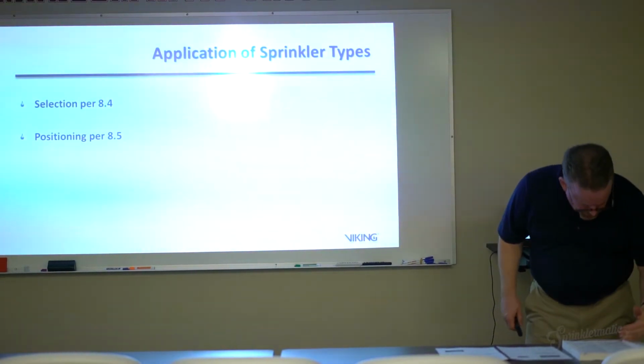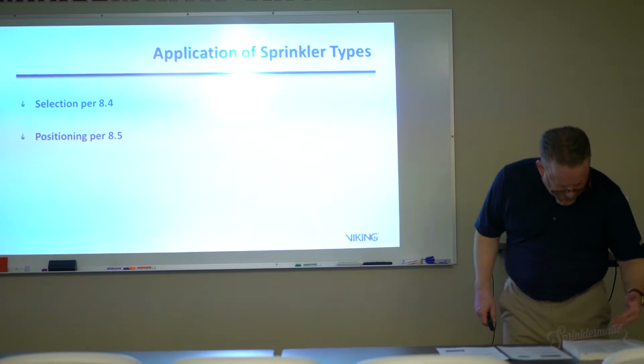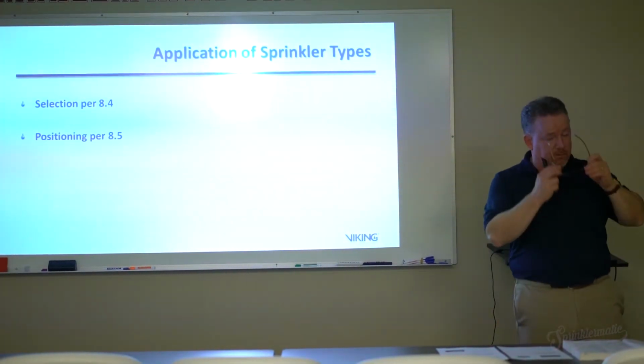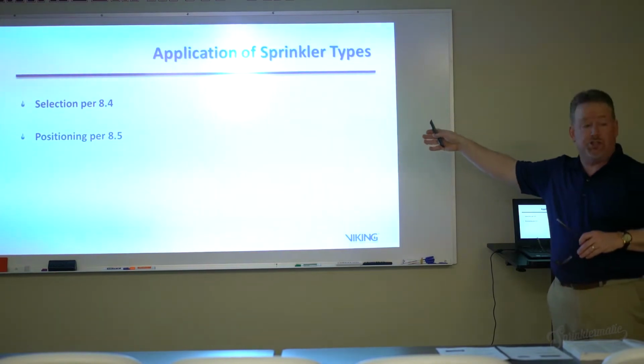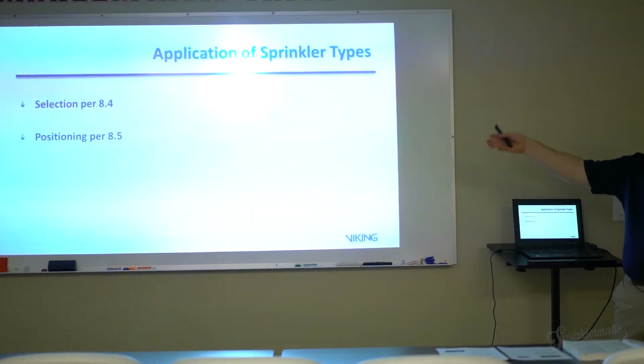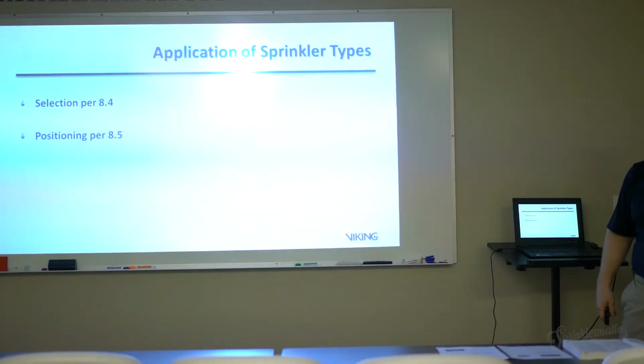So extended coverage sprinklers, section 8.4, gets into a couple of different modifying requirements as to where you can actually use them, limiting your selection. If I've got an extra hazard occupancy, it limits my selection to uprights and pendents. I can't use sidewalls.